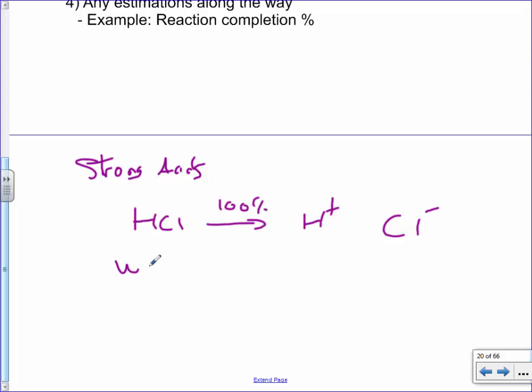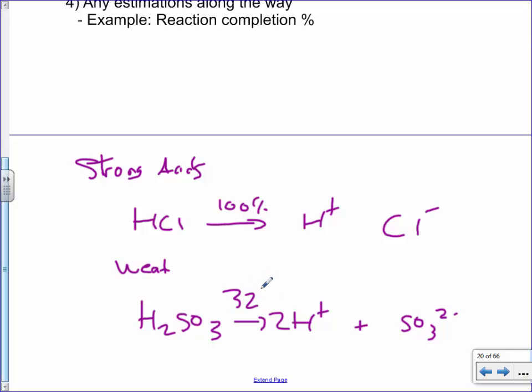But a weak acid, like say, let's see, nitric isn't, let's go with H2SO3, that's a weak acid. It will break up into H+ and SO3, but it won't do it 100% of the time. It might do this like, say, 32% of the time. Does that make sense?